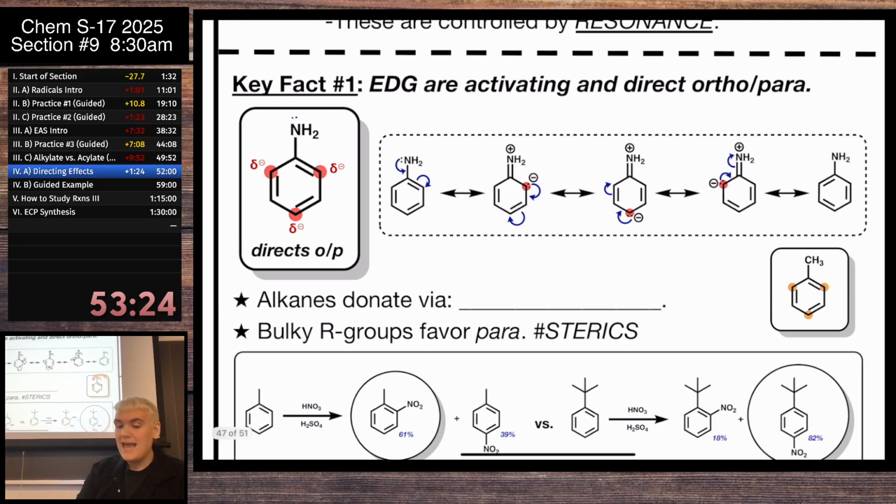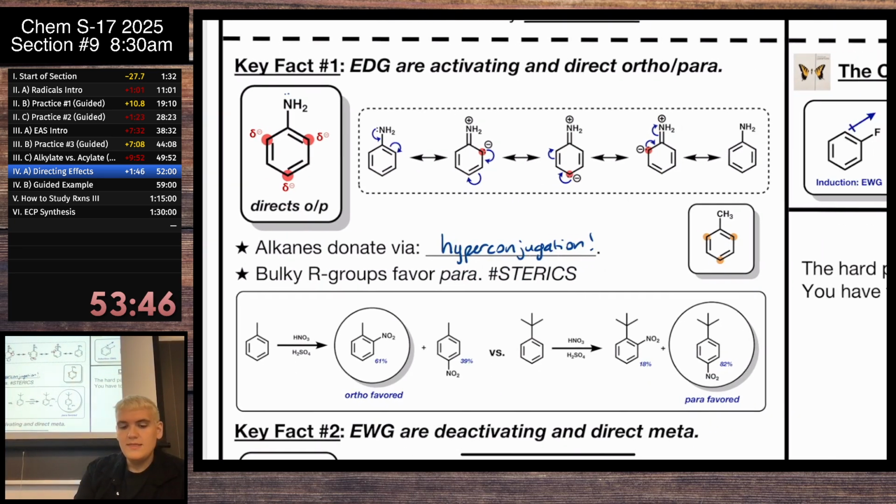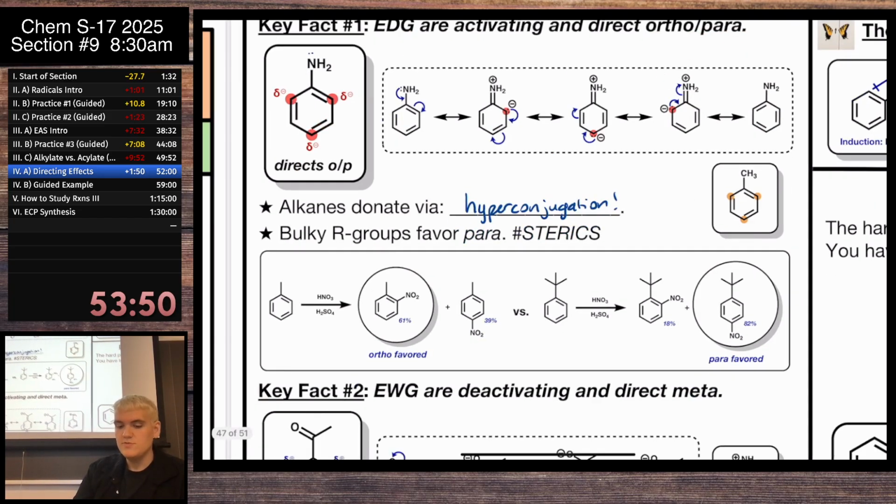If we just had an alkane, we say alkanes are also donating, but do they donate by resonance? No. What do they donate by? Hyperconjugation. So the same kind of donation that stabilizes carbocations. So now, we said that these electron donating groups are ortho-para directing. How can we choose between them?